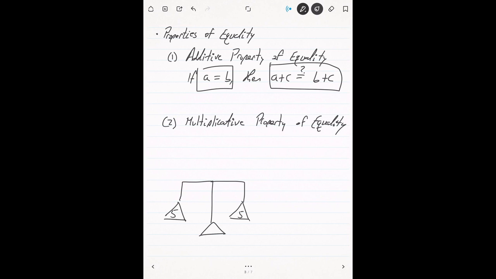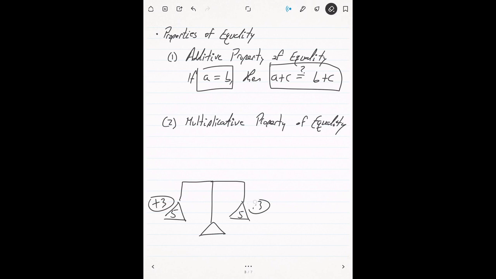But let's say I went ahead and I threw on an additional 3-pound weight to each side. Would the scale still stay balanced? Well, hopefully you're saying to yourself, well, of course it would stay balanced. You have 8 pounds on one side, 8 pounds on the other side. Unless the scale was broken somehow, or unless one of the weights was mislabeled, you got the same amount of weight on both sides. It's going to stay balanced.